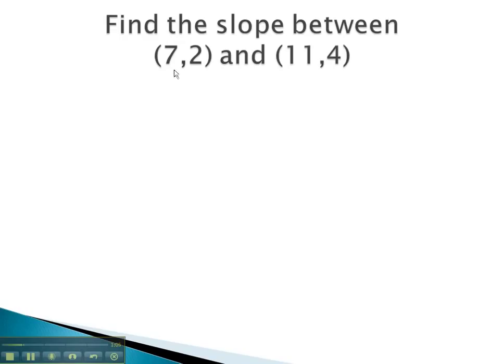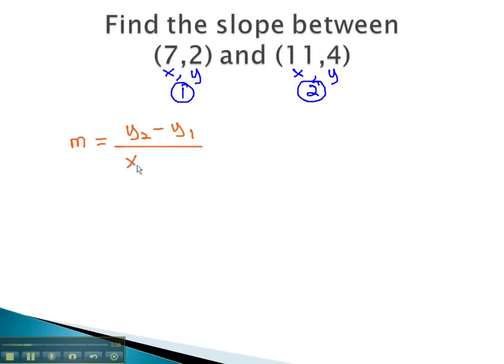Here we have a set of points, x comma y, 7, 2, and x comma y, 11, 4. We'll call 7, 2 the first point, and 11, 4 the second point. The formula for slope we said was y2 minus y1 over x2 minus x1. By plugging in our numbers, we can calculate the slope.